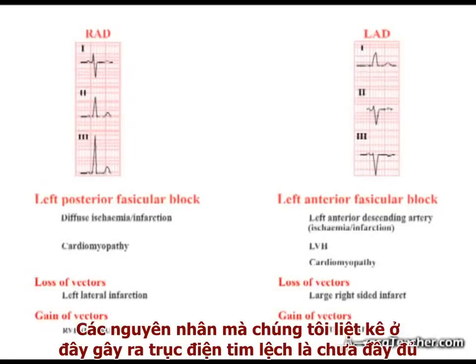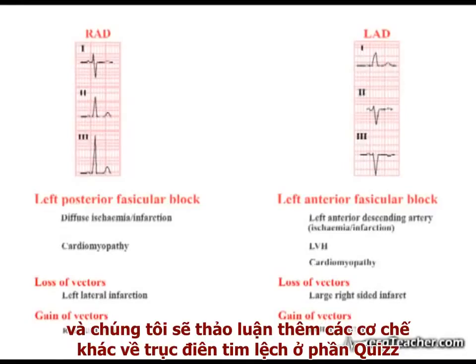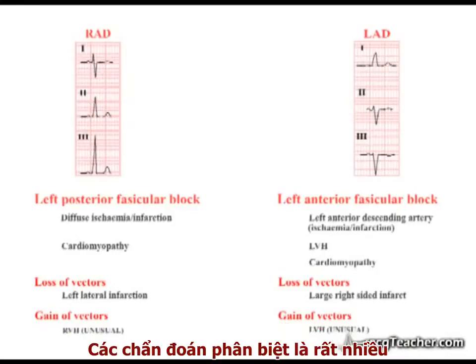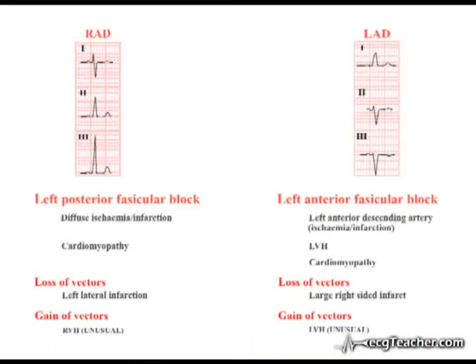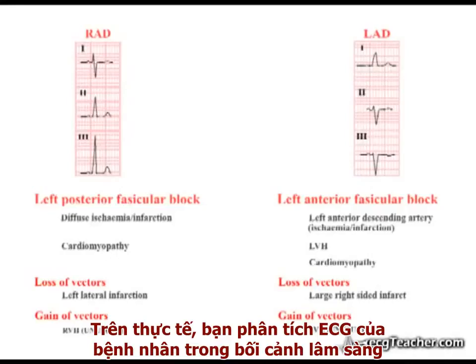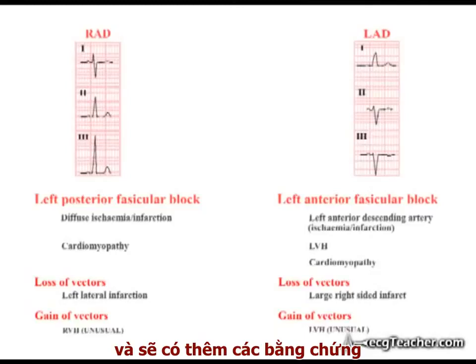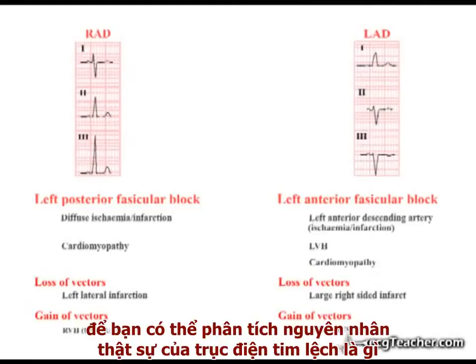The list of causes we've generated for left and right axis deviation is far from complete, and we will discuss other mechanisms of axis shift in the quiz section. However, the differential may already seem bewilderingly broad. That should not worry you at this point. In reality, you will be analyzing the patient's ECG in clinical context, and there will be clinical clues as to the underlying cause of any axis deviation identified.